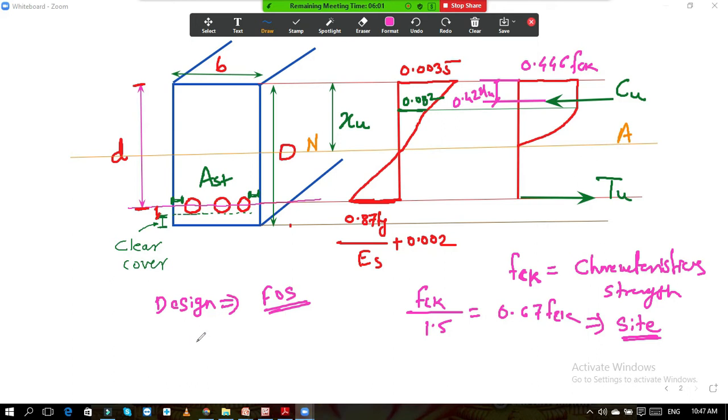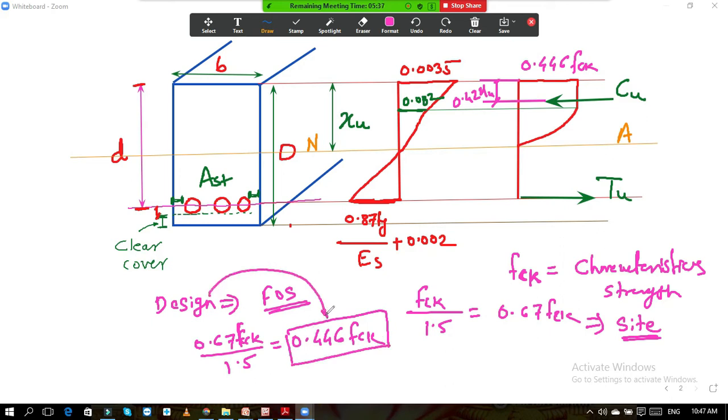So for designing, what we do, this is 0.67 FCK, this is the strength. So again it is divided by 1.5 for the factor of safety. If you divide it again by 1.5, then the value is 0.446 FCK, and this stress, this value we considered for the design purpose in limit state. If this factor of safety would not have been considered in the calculation, then this stress would be FCK only. Okay, are you getting my point?